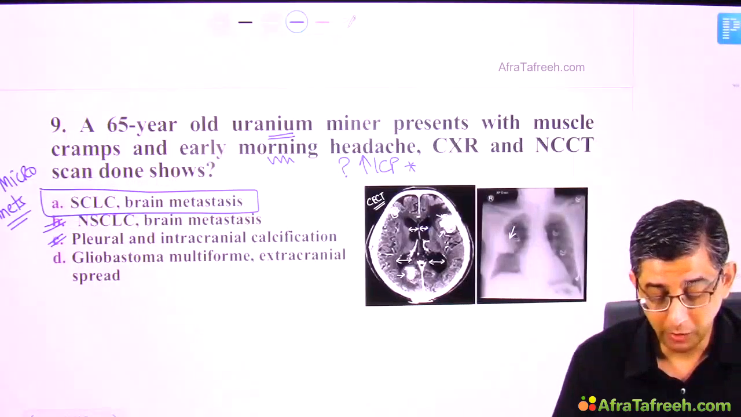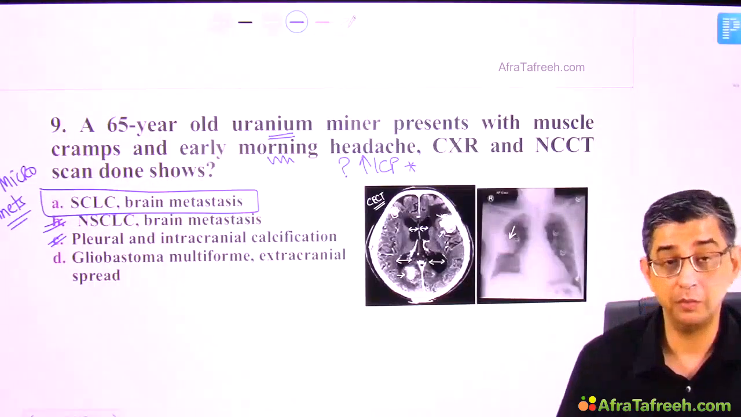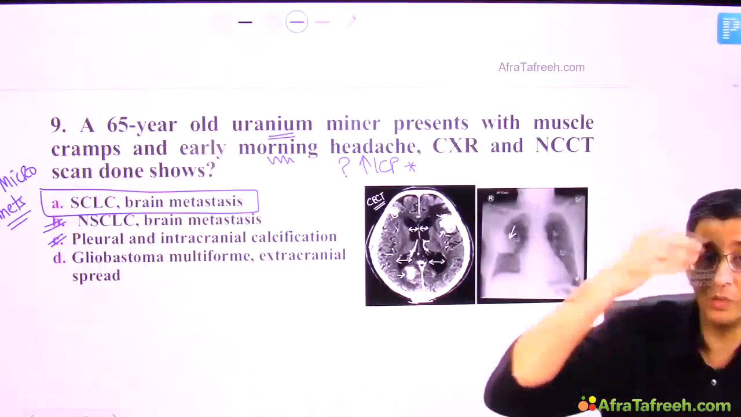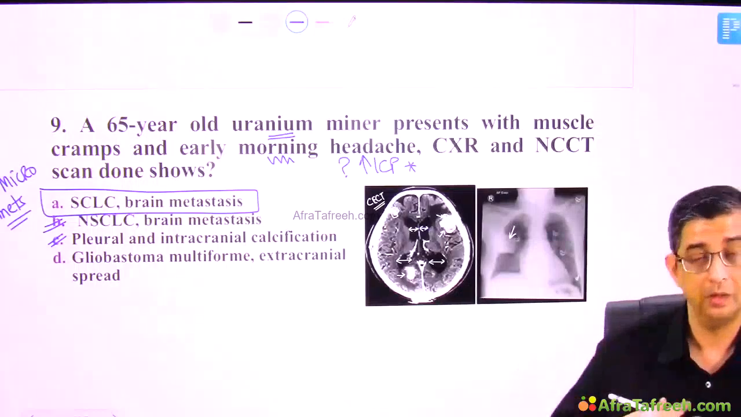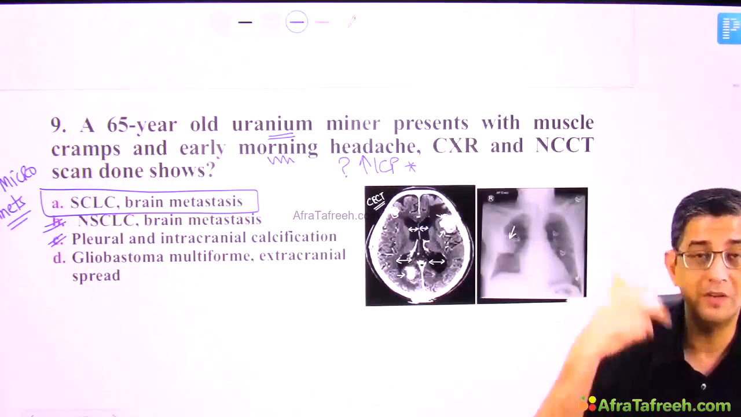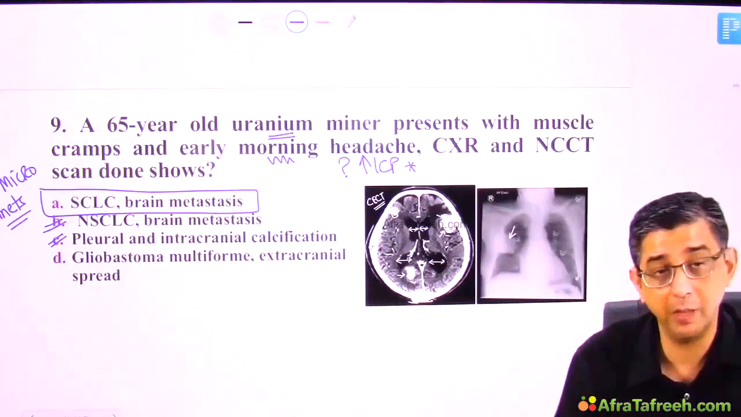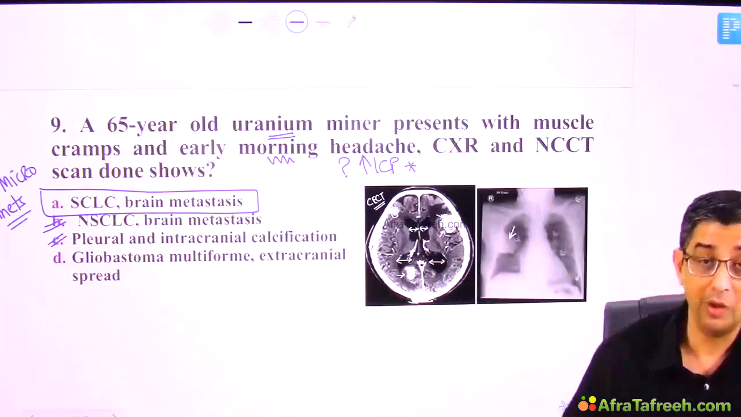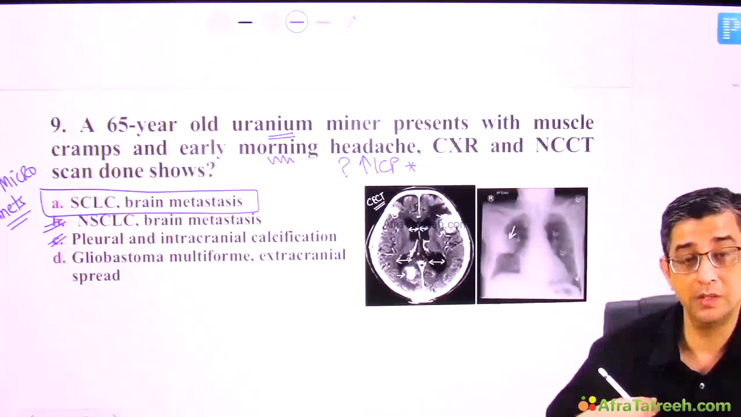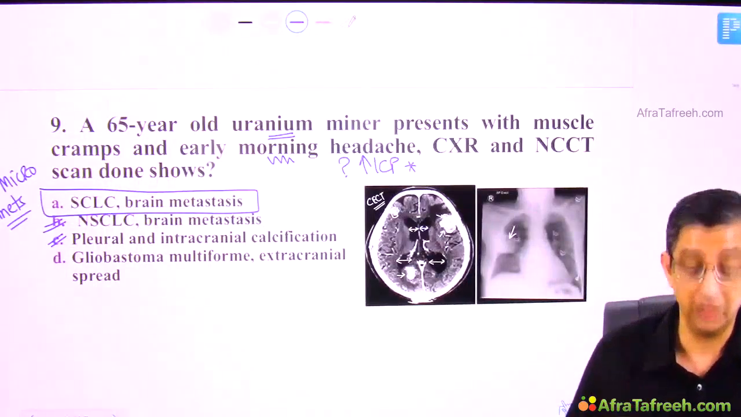D says glioblastoma multiforme extracranial spread. Totally reverse. He's saying a tumor of the brain is going to the lungs, when it is more common for a lung tumor to go to the brain, no? It's not vice versa, na? Yes, glioblastoma multiforme is the most aggressive primary malignant brain tumor, agreed.